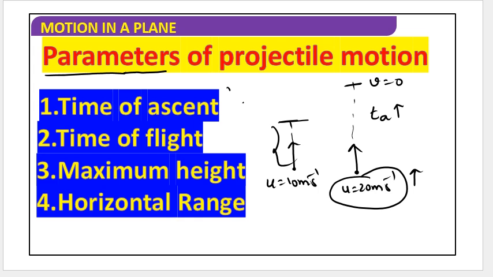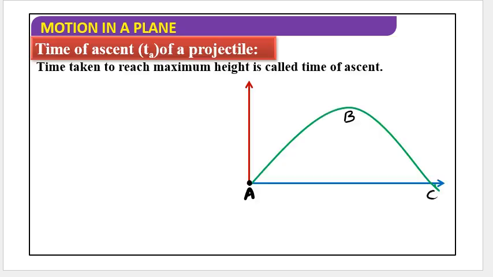That's why the time of ascent, time of flight and maximum height depend on the vertical component of velocity. Why? Because the more the vertical component of velocity, the more the time of ascent. So more time of ascent means time of flight is also more, and it reaches a greater maximum height. Clear children? So the first parameter is time of ascent.